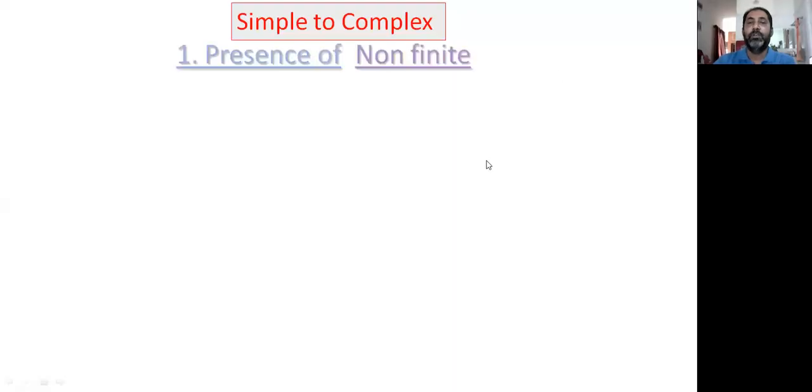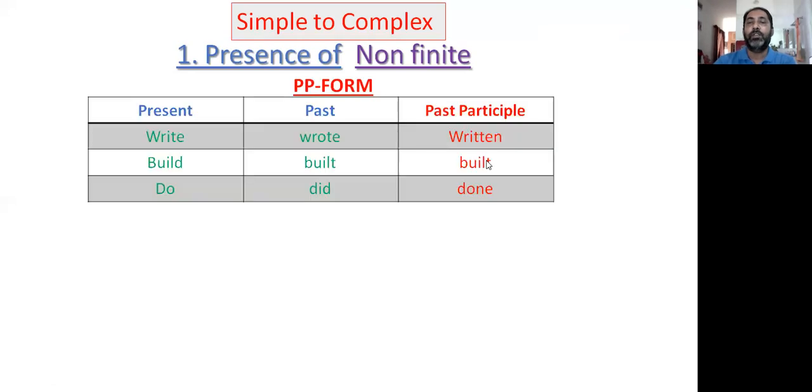Learners, now I am going to discuss past participle form. You know, there are three forms of a verb: present form, past form, and past participle form. Here, the past participle forms are in red color. Write, wrote, written. Written is the past participle form. Build, built; do, did, done. Written, built, done, they are the past participle forms. Now, participants, how to use a past participle form?